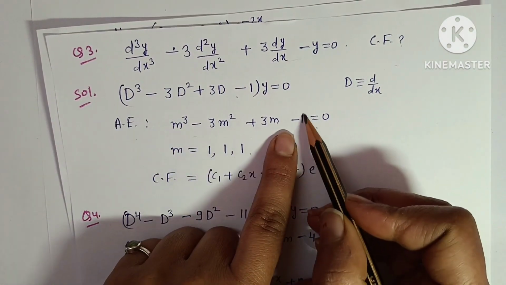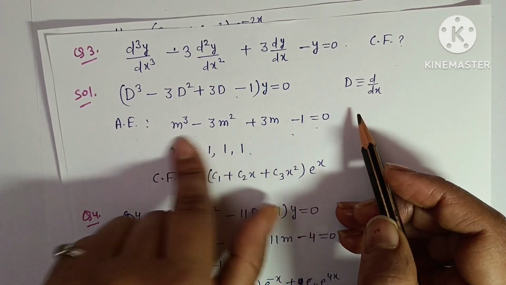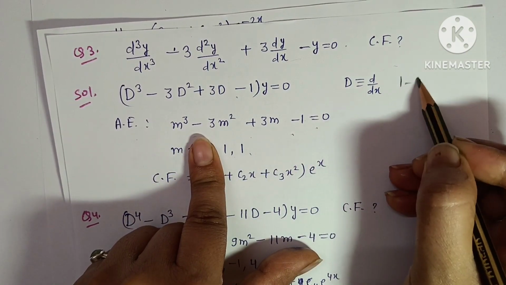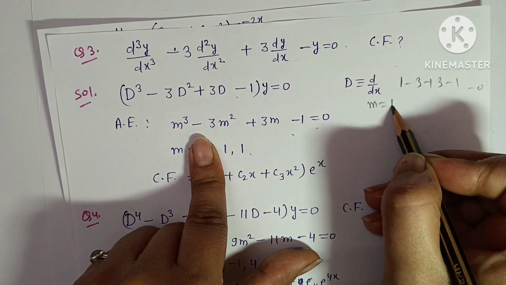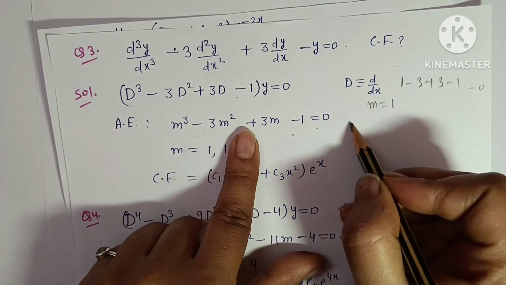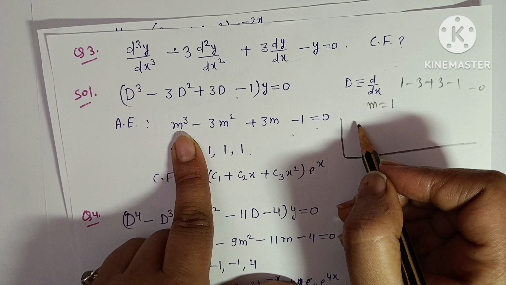So for this, the roots will be 1 or minus 1. When you put 1 in this equation, you will get 0, because 1 minus 3 plus 3 minus 1 is 0. This means m equal to 1 is a root. But you have to find the two other roots also. So like the previous video, I am going to explain again.